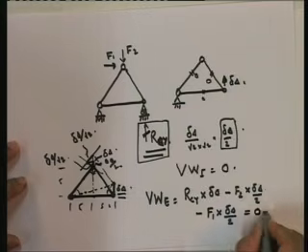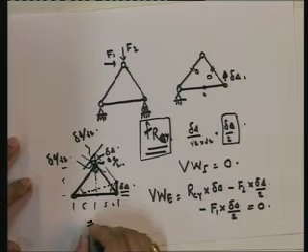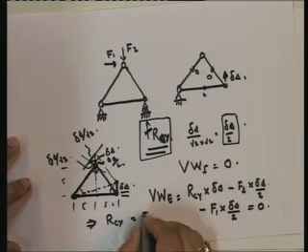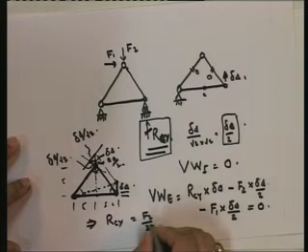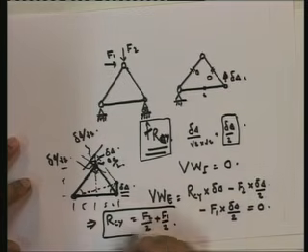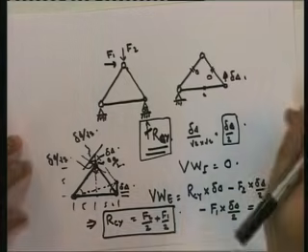And that is equal to 0. So if you really look at it, you get that RCY is equal to F2 by 2 plus F1 by 2. This is what the principle of virtual displacement gives you. Let's see whether that is true by actually looking at equilibrium.